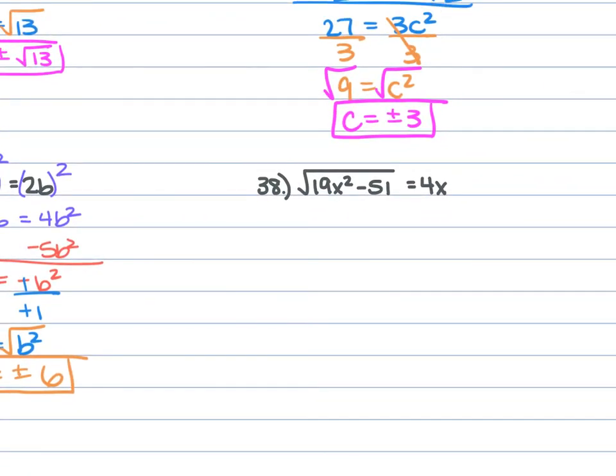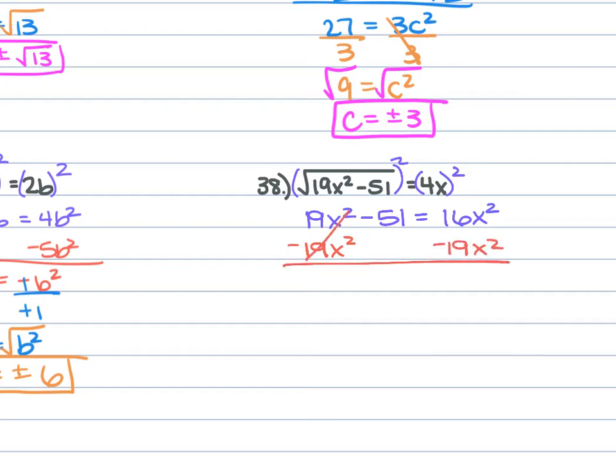For 38, we have the square root of 19x squared minus 51 is equal to 4x. So we are going to square both sides since that radical is isolated to give ourselves 19x squared minus 51 is equal to 16x squared. I'm going to move that 19x squared over by subtracting it from each side. So we have negative 51 is equal to negative 3x squared. We divide each side by negative 3.